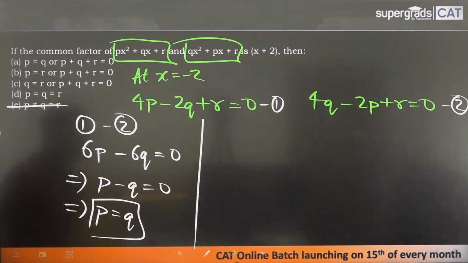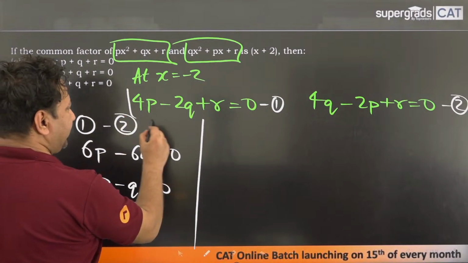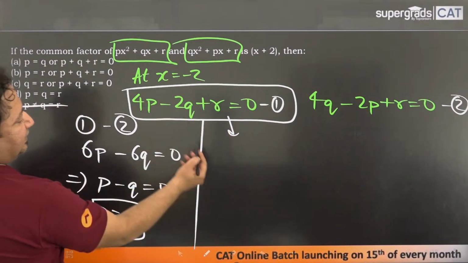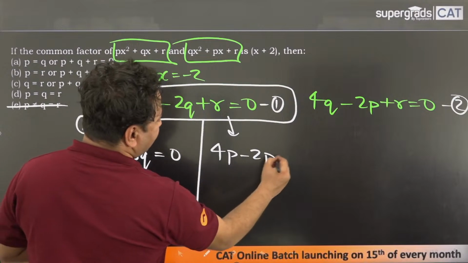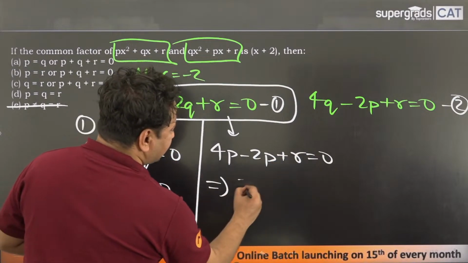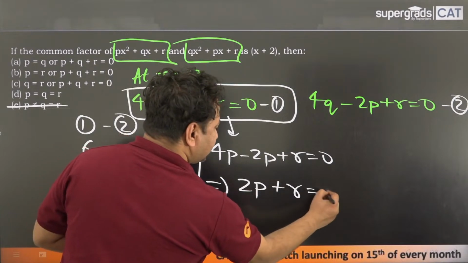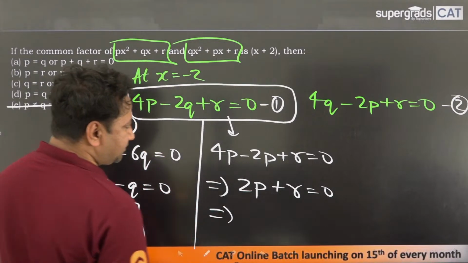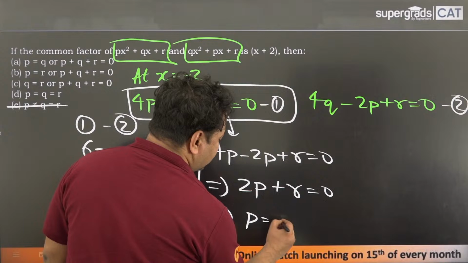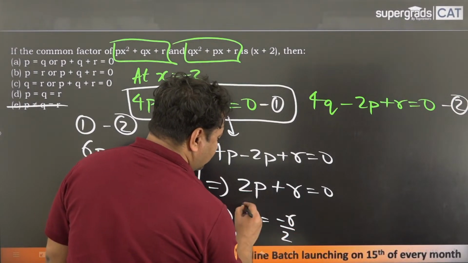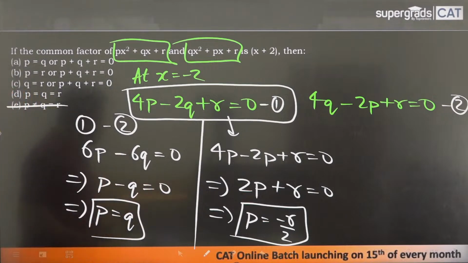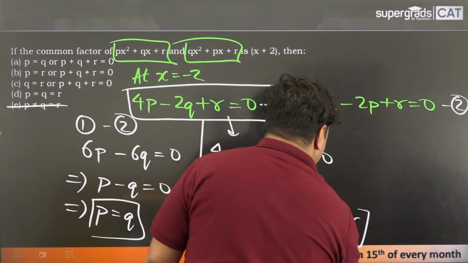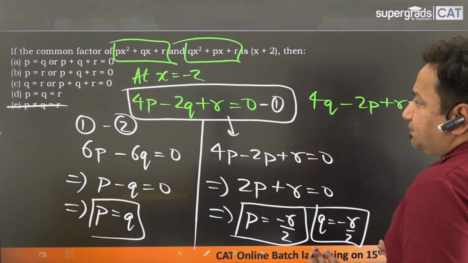P और Q बराबर हो गया, so we can put this value anywhere. Let us put P is equal to Q in equation number 1. Then it becomes 4P minus 2P plus R is equal to 0, which means 2P plus R is equal to 0, which also means that P is equal to minus R by 2. And as we know, Q is also equal to that. So Q is also equal to minus R by 2. P and Q are equal, but not equal to R.